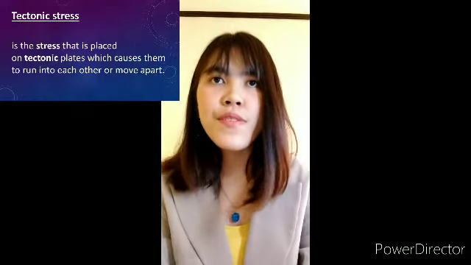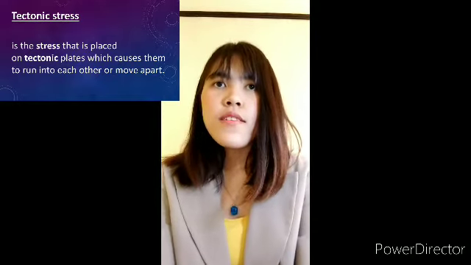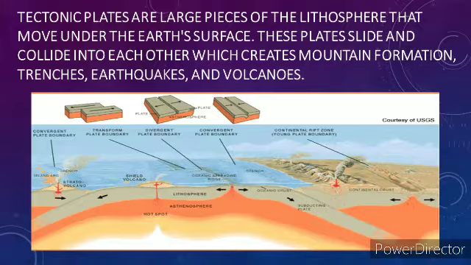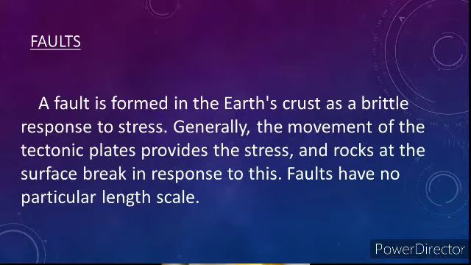Now let's move on to tectonic stress. Tectonic stress is the stress that is placed on tectonic plates, which causes them to run into each other or move apart. Tectonic plates are the large pieces of lithosphere that move under the Earth's surface. These plates slide and collide into each other, which creates mountain formation, trenches, earthquakes, and volcanoes. Plate boundaries are where two plates meet and contact each other. Fault. A fault is formed in the Earth's crust as a brittle response to stress.